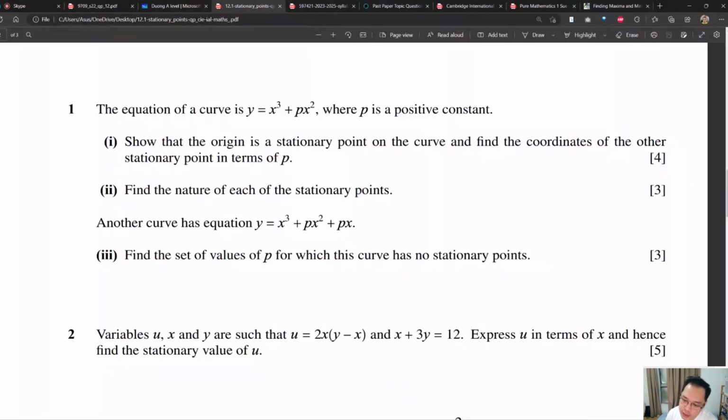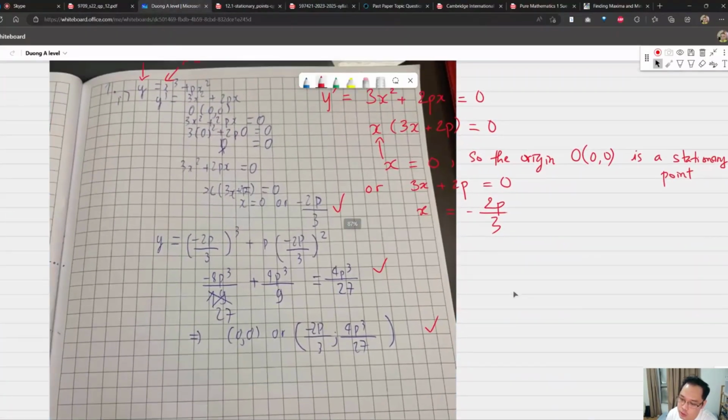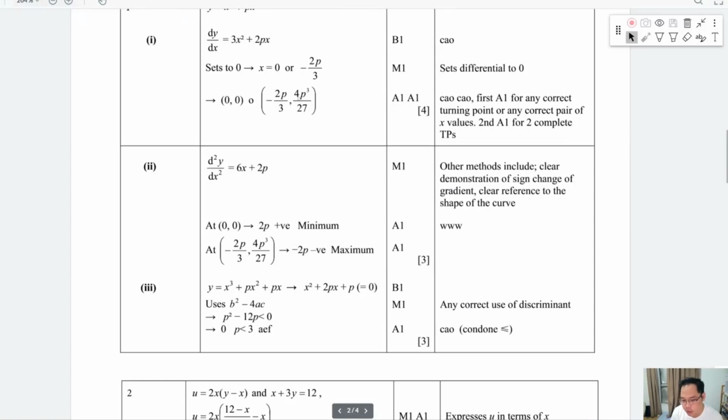Now question 2, find the nature of each stationary point. So I think that p is a positive constant. Positive, and 4 over 27 is always greater than 0. I think that the point with x equals minus 2p over 3 and y equals 4p cubed over 27 is the maximum, and the 0, 0 is the minimum. I mean, only the y-axis matters. You're right. That is an acceptable explanation. That's one way. At 0, 0, it is the minimum.